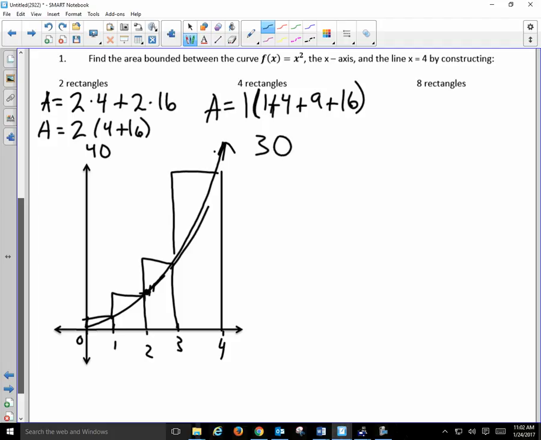So 30. We said it was an over approximation. So did we get rid of some of our error? Yeah, in fact, we got rid of a lot of it. That was nice. You do 8 on your own.